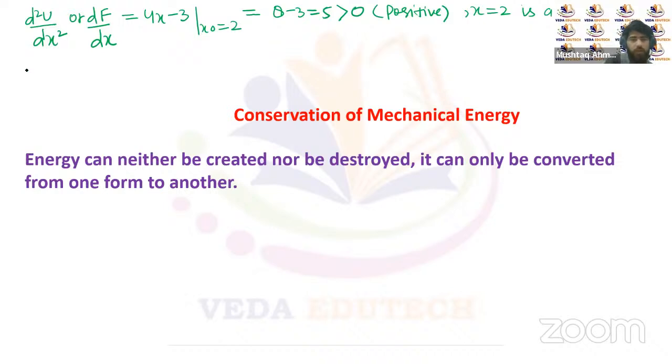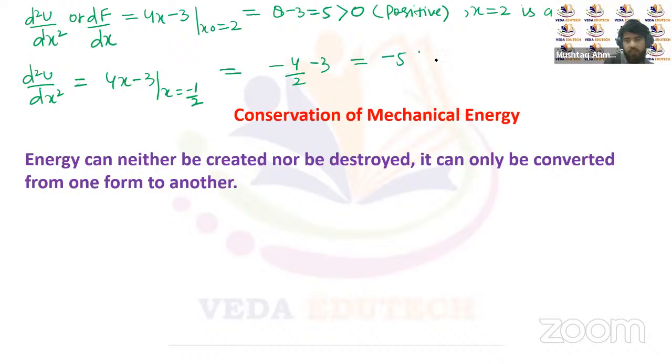Now, similarly for x equal to minus 1 by 2, d square u upon dx square is equal to 4x minus 3, right? At x equal to minus 1 by 2, that will be equal to minus 4 upon 2 minus 3, that is minus 5, right? That's less than 0. So it means that the second derivative is negative here, or we can say it's a point of unstable equilibrium. So x equal to minus 1 by 2 is a point of unstable equilibrium.